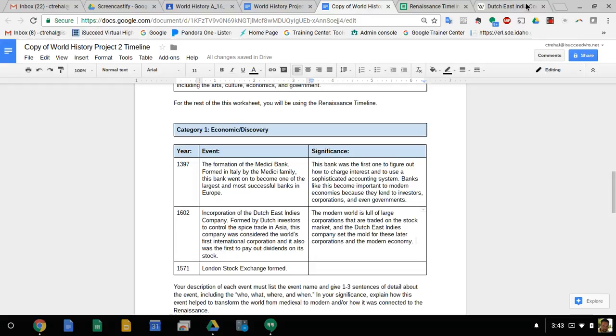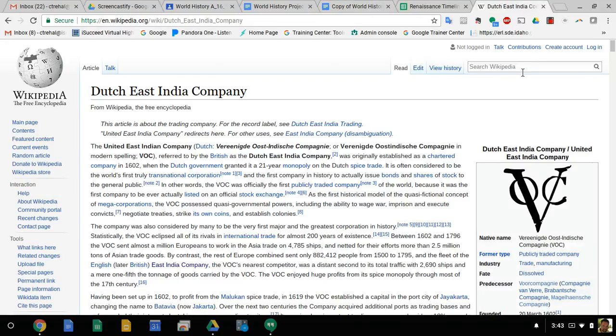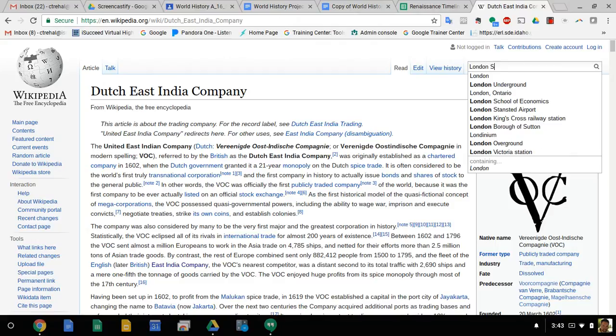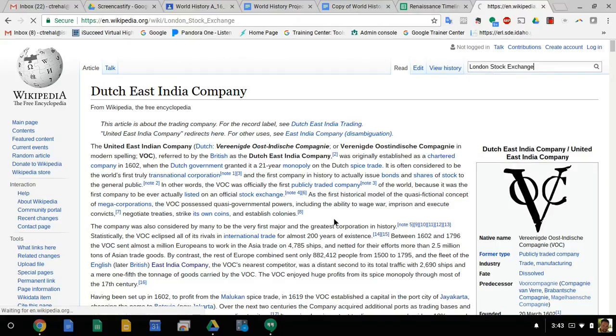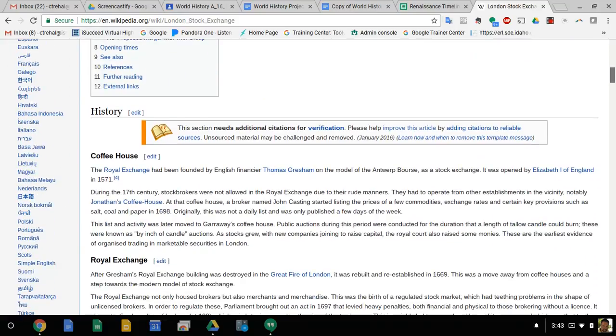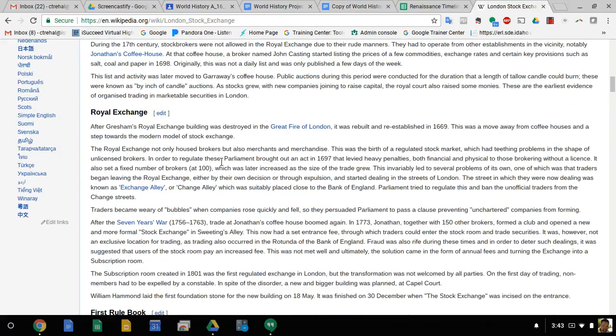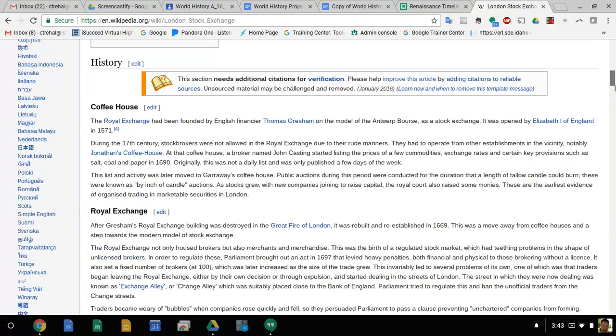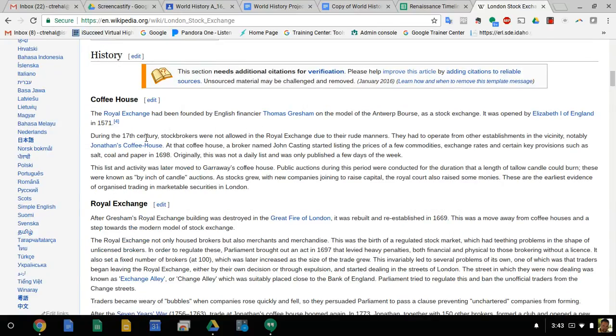Now, if we go to London Stock Exchange, let's see if we can find it in Wikipedia. There we are. It was originally called the Royal Stock Exchange. So, Royal Exchange. This was the birth of a regulated stock market. So it looks like it was destroyed. Oh, so it was established in 1669. I thought it was earlier than that. So let me see. Oh, okay, yeah. The Royal Exchange, 1571.